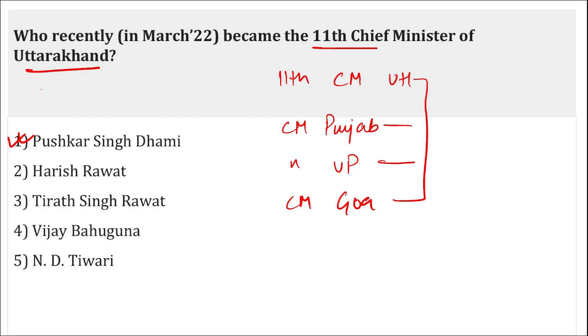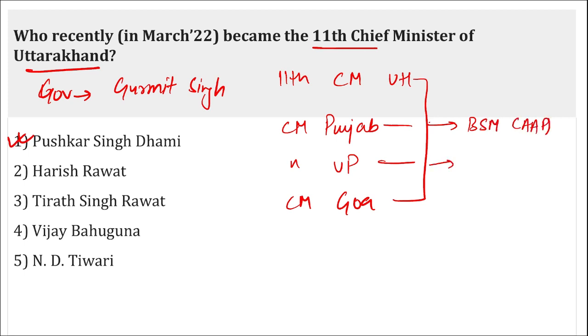If we are talking about Governor of Uttarakhand, he is Gurmeet Singh. Then if we are talking about Chief Minister of Punjab, he will be Bhagwant Singh Mann. He is from Aam Aadmi Party. Then if we are talking about UP, Yogi Adityanath became the Chief Minister of UP for the second consecutive term and he is from BJP. If we are talking about Goa, then Pramod Sawant became the Chief Minister of Goa for the second consecutive term.